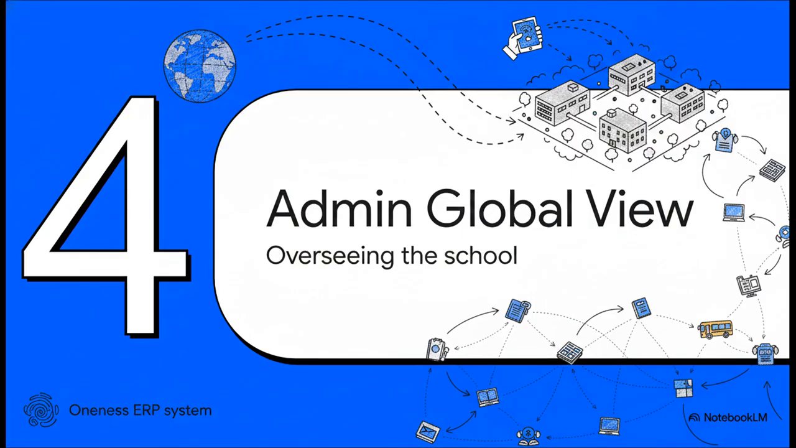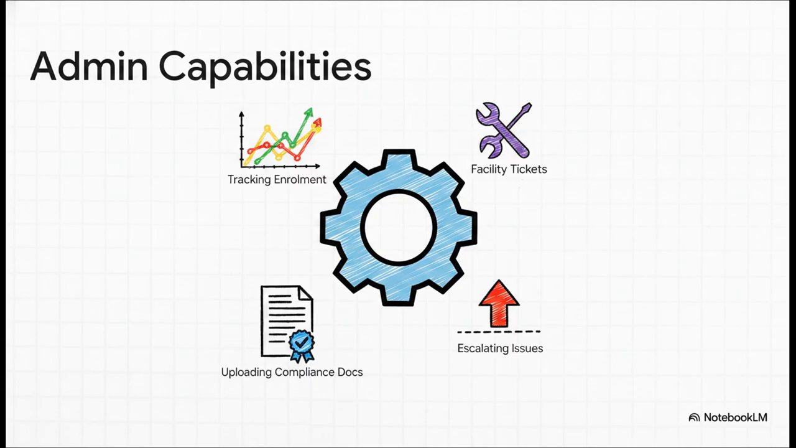On to Section 4, the administrator's global view, overseeing the whole school. If you're in an administrator role, your dashboard uses that global scope we talked about earlier to manage operations that span the whole organization. Right from your sidebar, you can track student enrollment pipelines across all 3 campuses to see exactly where the numbers are at. You can log facility maintenance tickets, you can seamlessly upload and verify compliance documents, and you can escalate high-level operational issues directly to the super admin inbox. Basically, it gives you complete command and control over the physical and administrative health of the school.